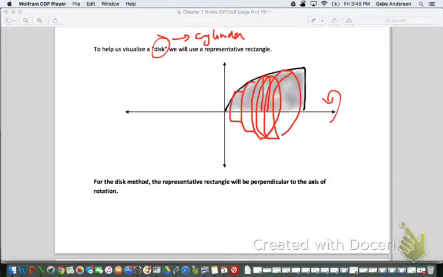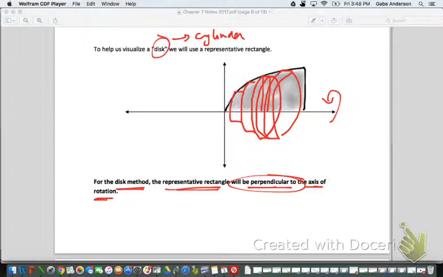So I want to do a little demonstration here. Actually, I want to say this first. For the disk method, and really for all the methods that we'll use, that representative rectangle will always be perpendicular. That's really important to the axis of rotation. So if we're rotating around an x-axis, that representative rectangle, like I drew earlier, would be vertical. If we happen to be revolving around a y-axis, then the representative rectangle would be horizontal. So that's quite important. That'll set up everything that we do with these.